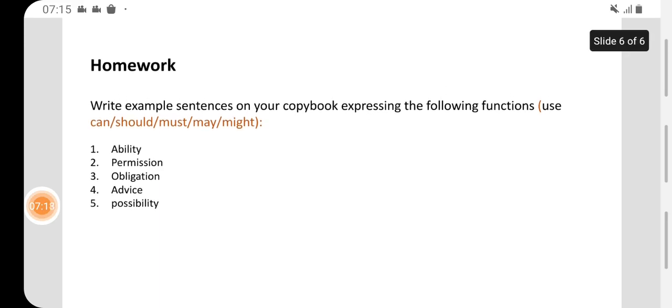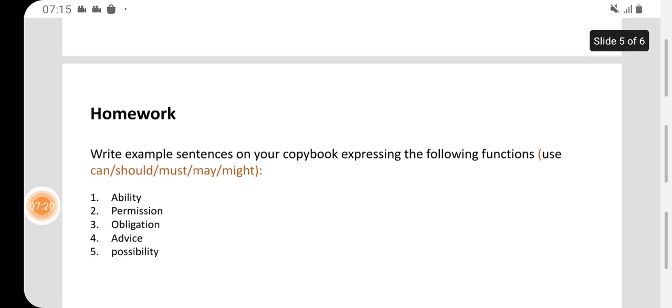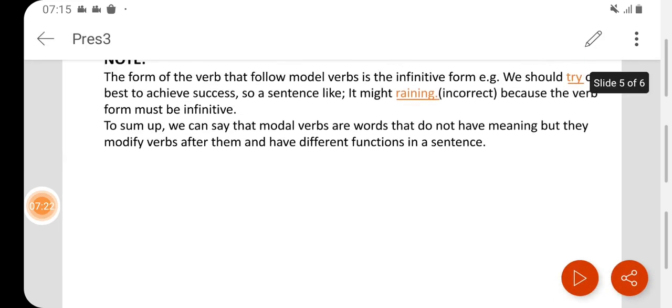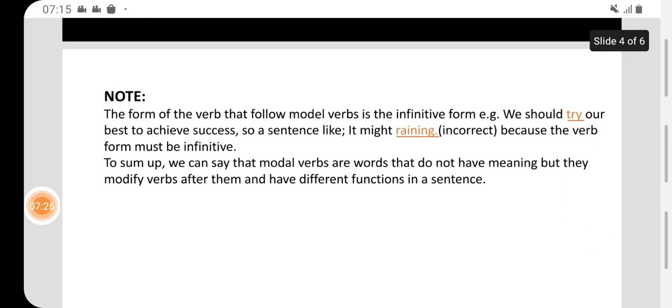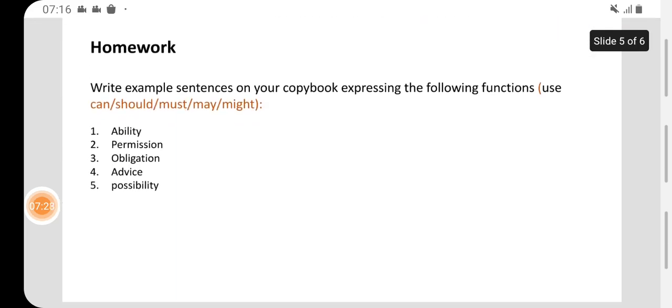For a better understanding, I urge you guys to go over the slides once again and the example sentences provided to work out your homework. Please write in neat handwriting and meaningful sentences, and send me back your homework as soon as possible.